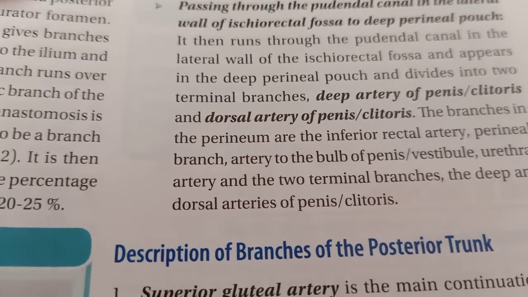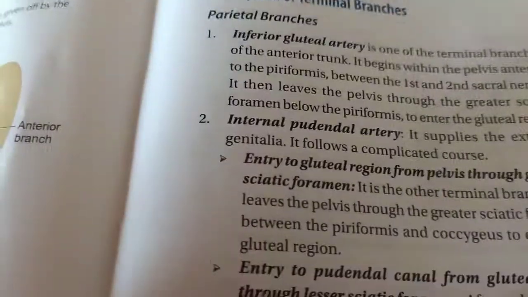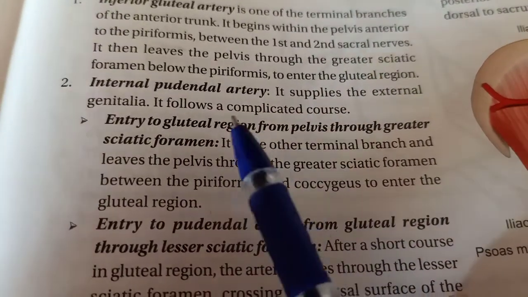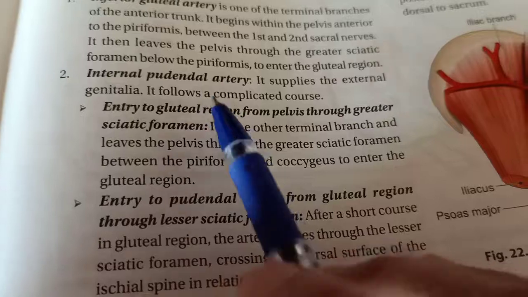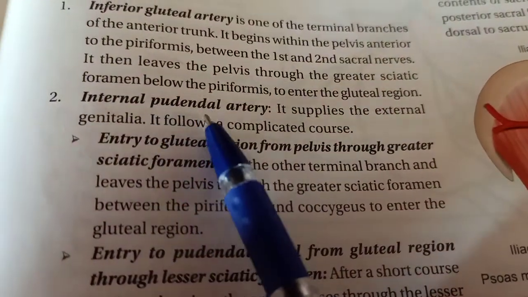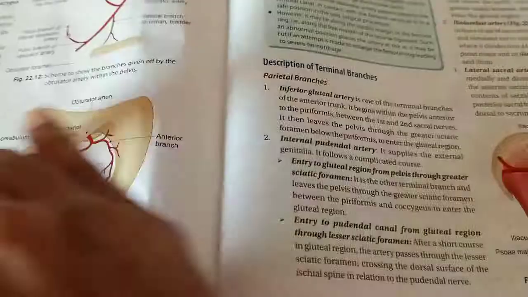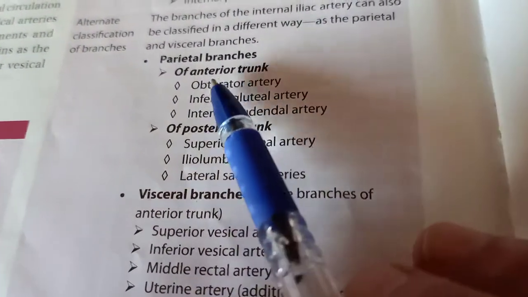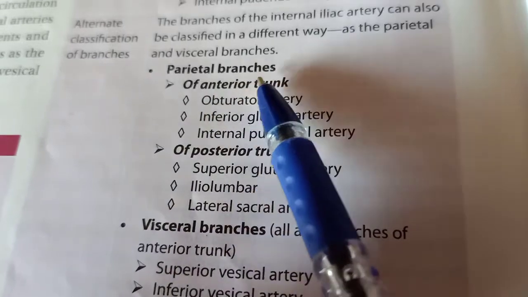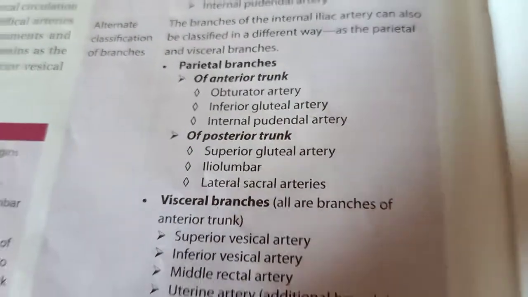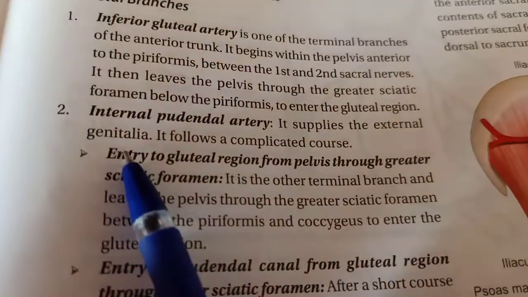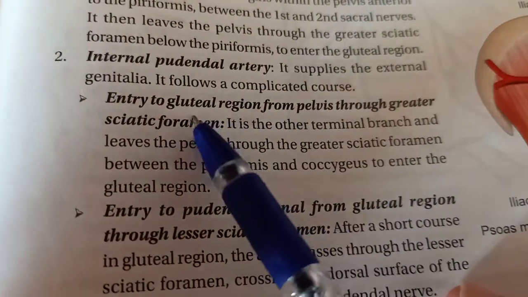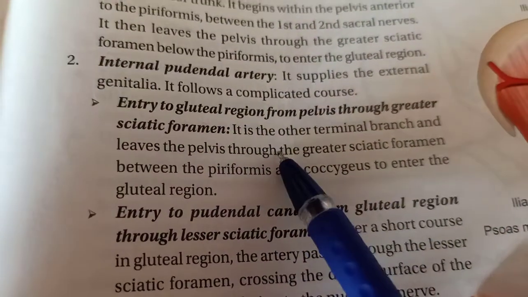Okay, internal pudendal artery. Just remember this way that the internal pudendal artery is a parietal branch of the anterior trunk of the internal iliac. Now, first from the pelvis it will enter the gluteal region through the greater sciatic foramen.